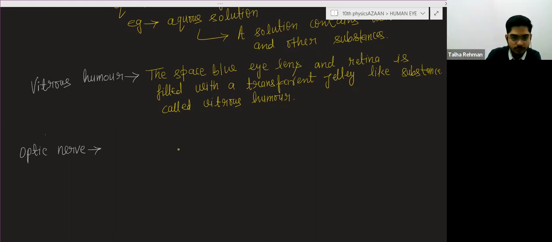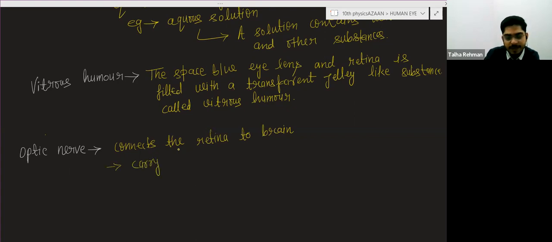Okay. So what is the optic nerve? This optic nerve connects the retina to the brain and carries electrical signals to the brain.